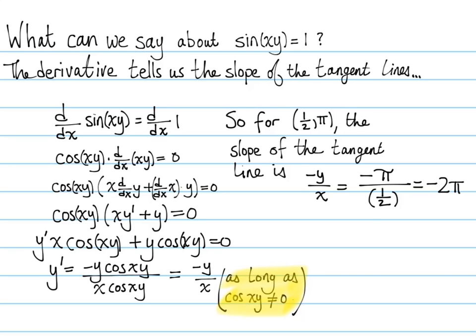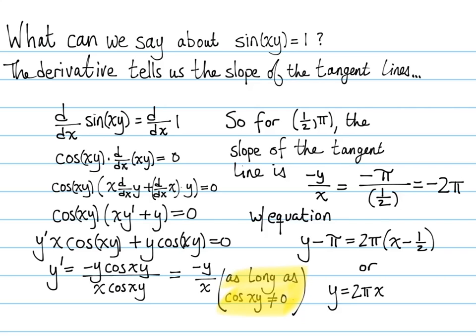So let's go ahead and look at one of the points on sine xy equals 1, right? So if you let x be 1/2 and y be pi, sine of pi over 2 is 1. So that is a point on sine of xy equals 1. So the slope of the tangent line is given by negative y over x, which is negative pi divided by 1/2. And that simplifies to negative 2 pi.